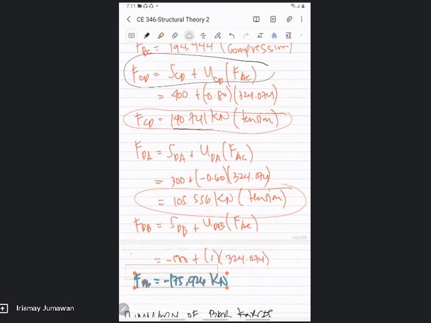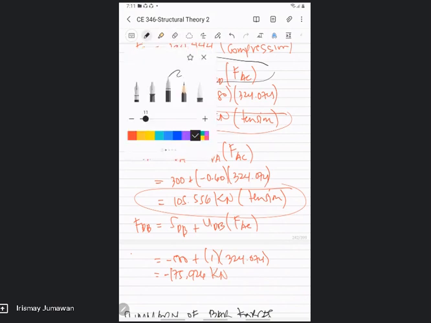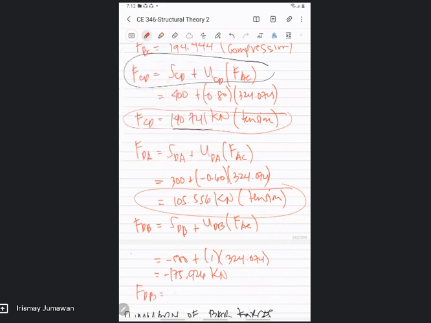Ako pa o ng negative. So, FDB is equal to 175.926 kilonewton. So, this is compression. So, nawala na ang negative, pero gibutangan ako of compression. So, we have now our stresses. So, we can summarize everything para maka-illustrate nito sa ato ang solution.